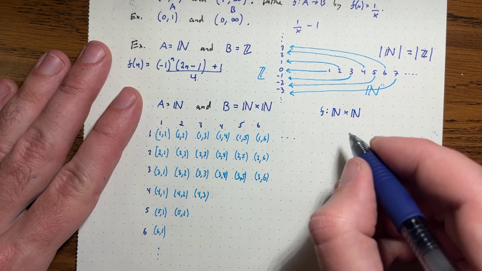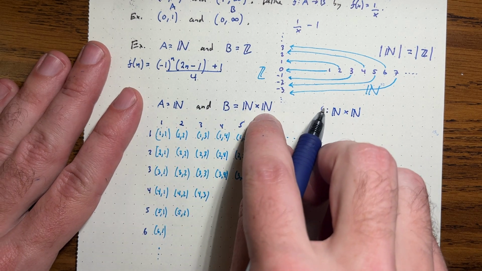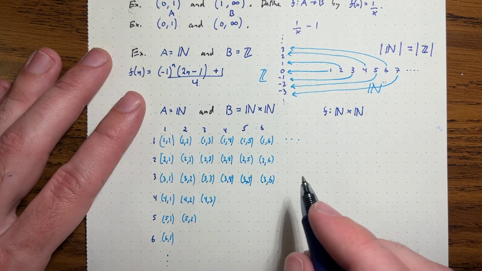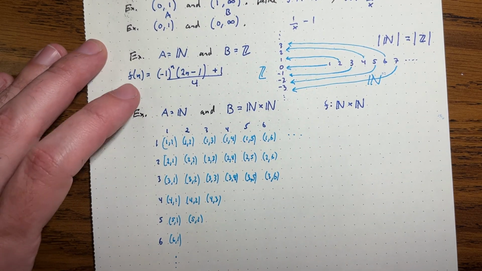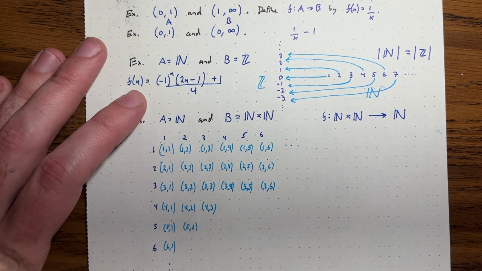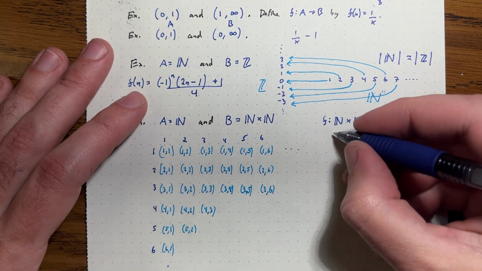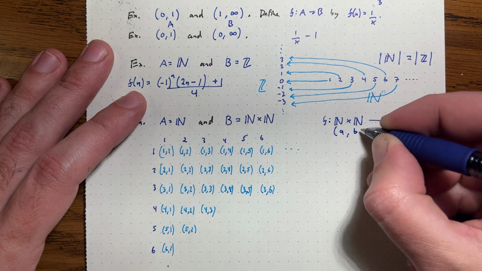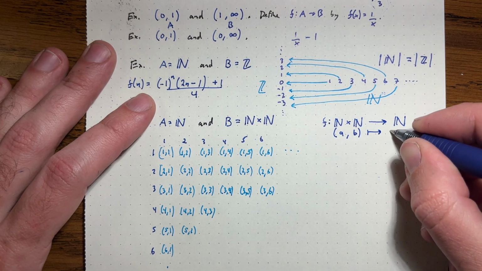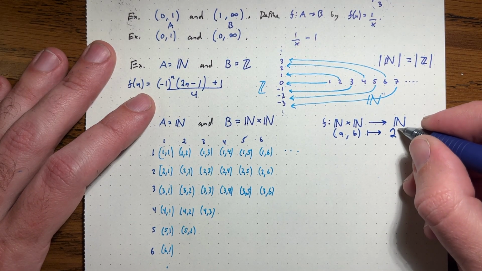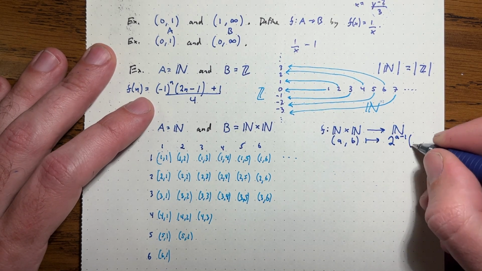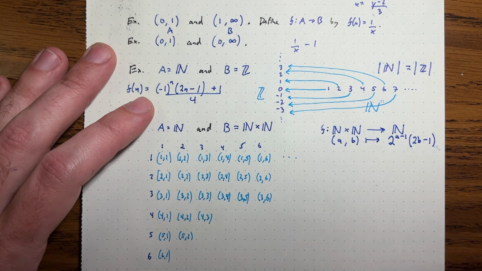This one, I'm going to go in a reverse order. So I'm going to go from there to there. But again, if I have a bijection from there to there, I can have one from there to there. It's just going to be the inverse function, because a function is invertible, the inverse function exists, if and only if it's bijective. So you can go either way. Here's going to be my function. I'm going to map the pair A, B to 2 to the A minus 1, my exponent, times 2B minus 1.